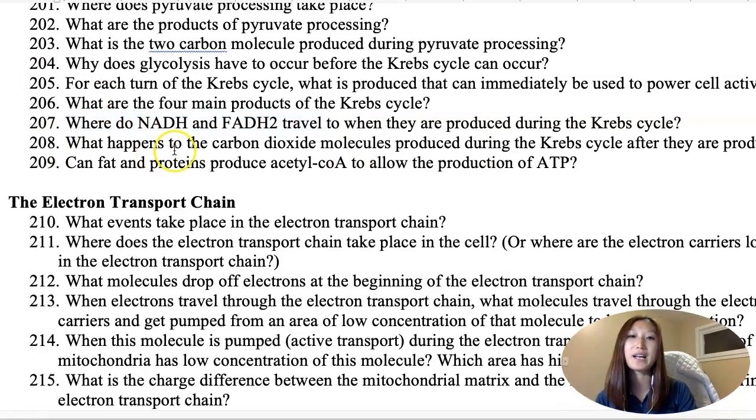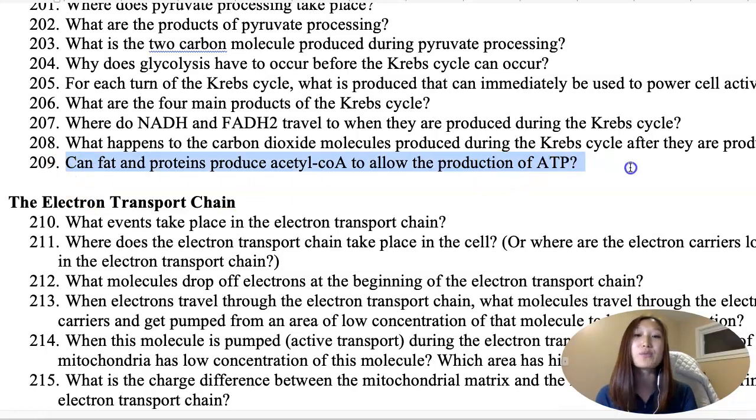What happens to the carbon dioxide molecules after any of the carbon dioxide is made in your body? Your circulatory system will take the carbon dioxide, transport it to your lungs so that you can breathe it out, because we don't need carbon dioxide in our body.